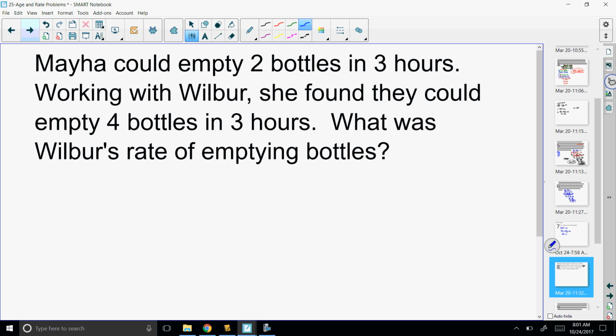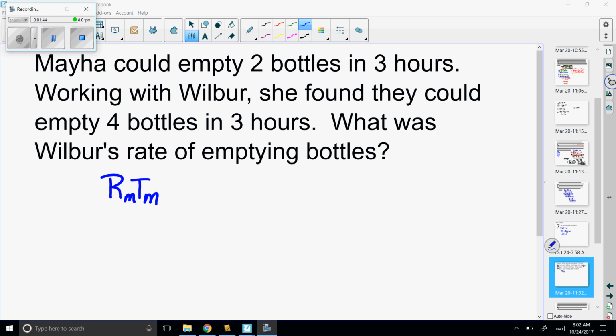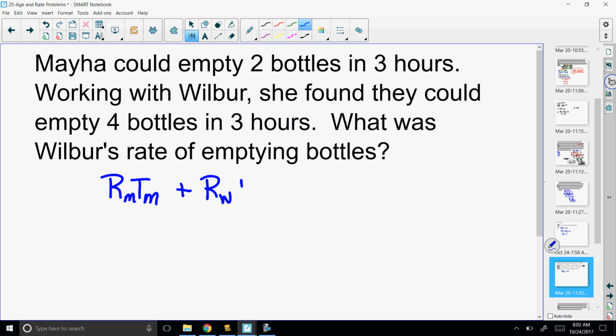Working with Wilbur, she found they could empty 4 bottles in 3 hours. That's their overall work that they are doing and the time that they are doing it in. What was Wilbur's rate of emptying the bottles? So we still have the 2 people. We're going to have the rate of Maya, time of Maya. So we have the rate of Maya times the time of Maya. So that's how much work she can do, plus the rate of Wilbur times the time of Wilbur is equal to the overall work.